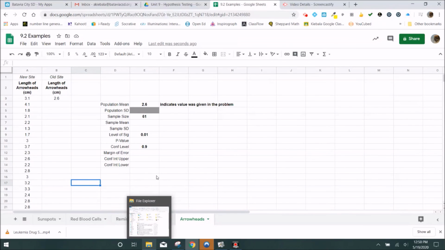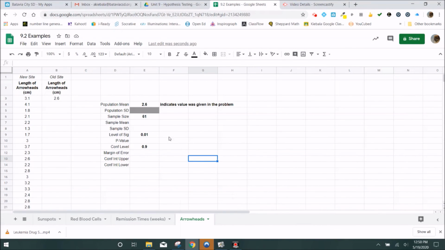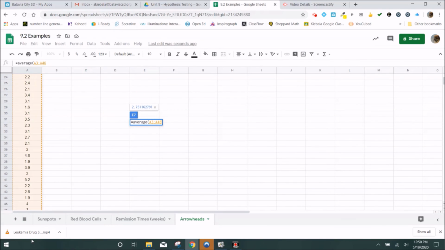All right, so this is the arrowhead problem and the archaeologist. Go away, go away. All right, so we have 61 pieces of data at the new site. The average at an old site was 2.6. Let's do the sample mean first. So equals average of all of this. So I'm going to highlight this time, and maybe for the next few times, just type in the numbers.